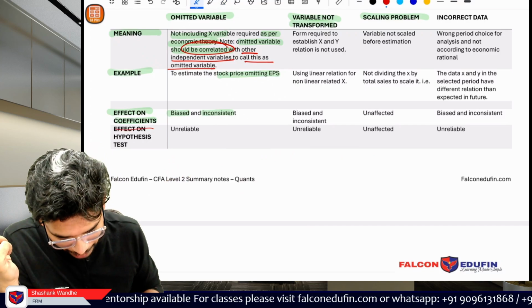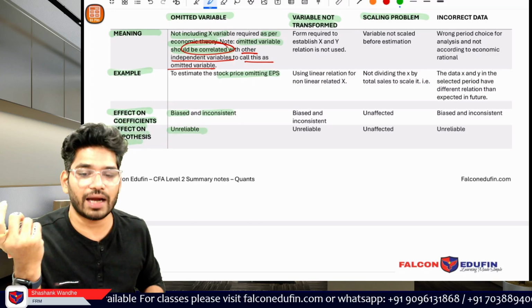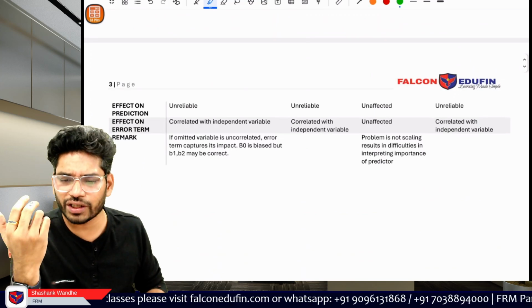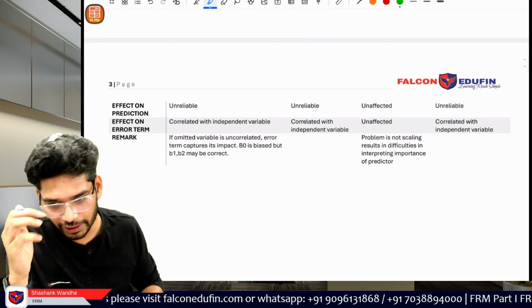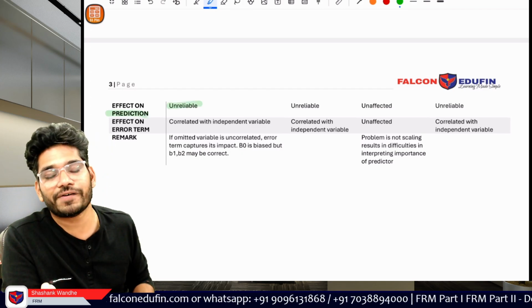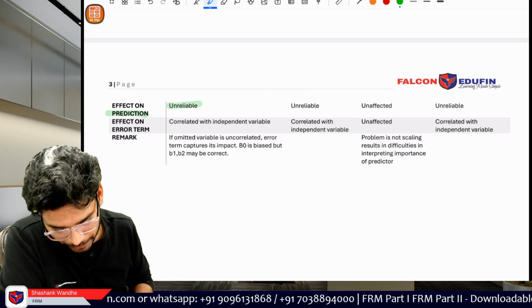Then there is the effect on the hypothesis: the hypothesis testing becomes unreliable. Whether the null is rejected or we fail to reject, you can't rely on it. Effects on the prediction: prediction is also unreliable. Obviously, your coefficients are not reliable, so how can the other parts be reliable?